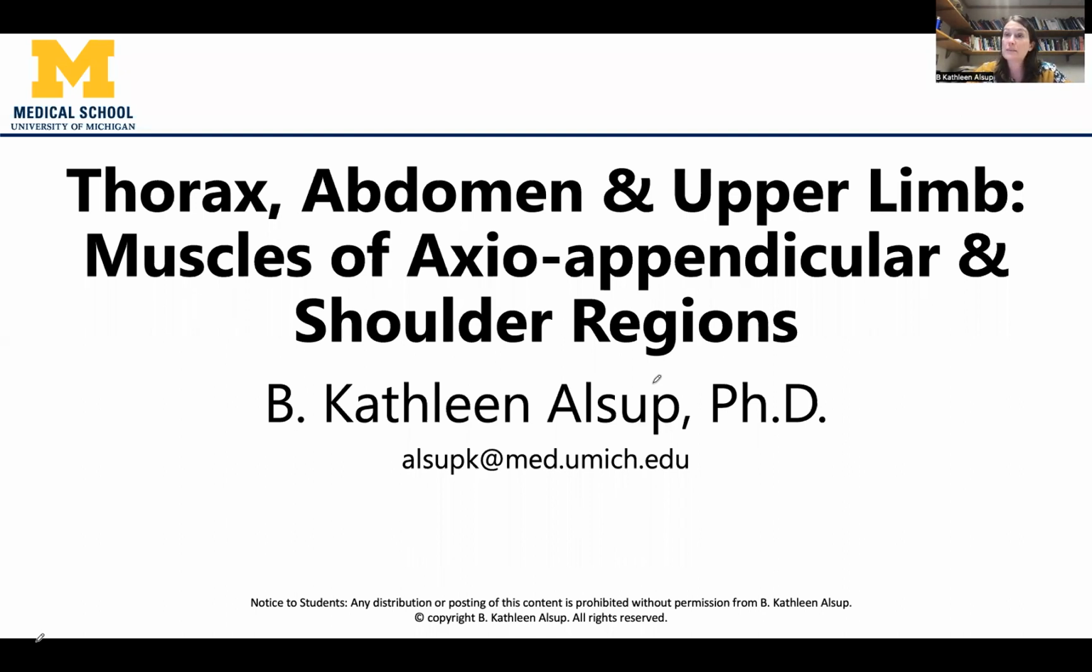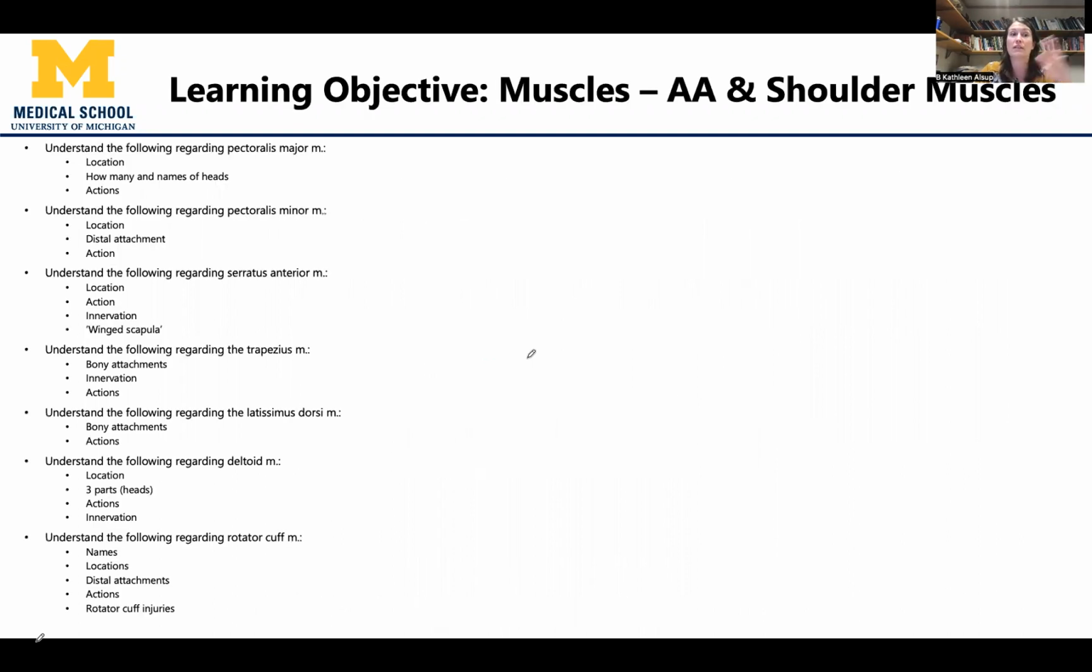Alsup, and let's begin our discussion of the muscles of the upper limb. So we're going to start with those muscles that actually have more proximal attachments on the axial skeleton, and then distal attachments either on the pectoral girdle or the humerus. And then we're going to end our discussion with the muscles of the shoulder region. So we have, as you can see here, a lot of muscles to get through. You can see in the learning objectives specifically what I want you to know about each one of those.